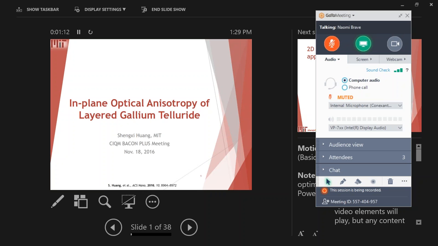Okay. So I will talk about my recent work on in-plane optical anisotropy of layered gallium telluride. My name is Shengxi Huang, and I'm from MIT, Professor Millie Dresselhaus Group.